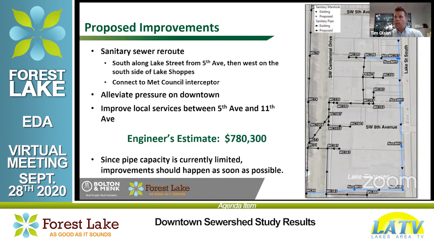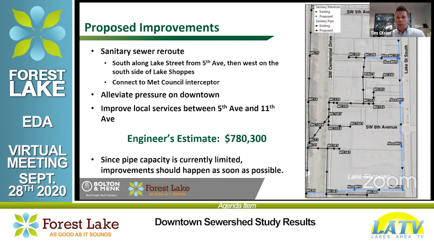So you can see how the system has sort of morphed over the years. There's lots of turns, lots of 90-degree bends, lots of manholes, and the pipe size in that area is currently inadequate. That's based on current land use. And so as redevelopment occurs, this reroute that we have mapped out here, south along Lake Street and then back to the west, that would be south of the Lake Shops area, will be very critical in not only relieving that pressure on downtown, but improving the services to the buildings within the 5th Avenue and 11th Avenue zone.